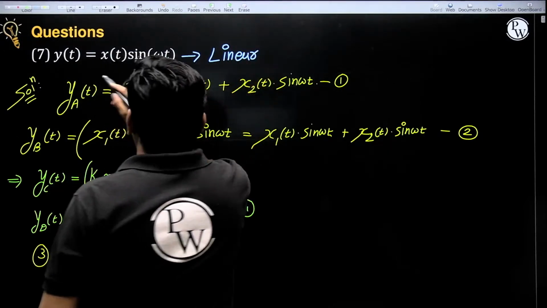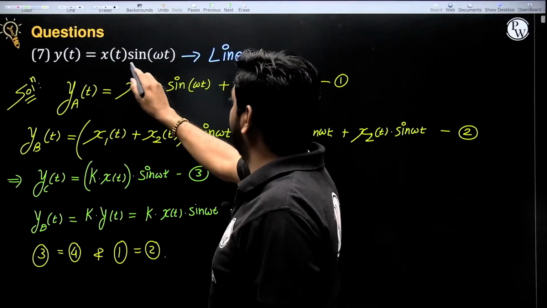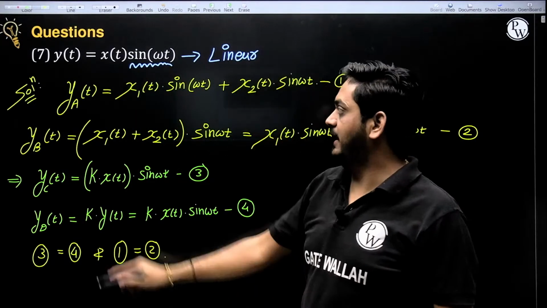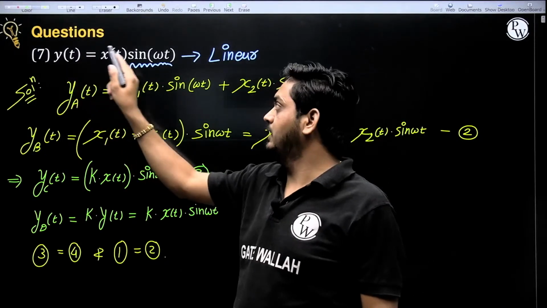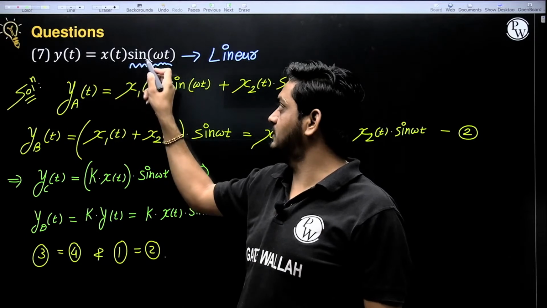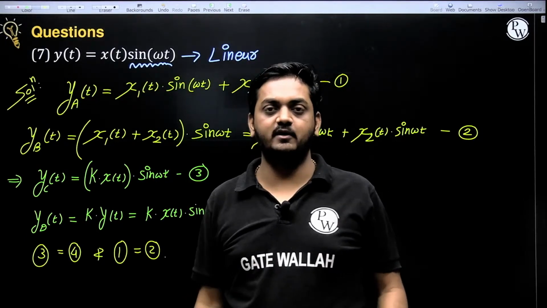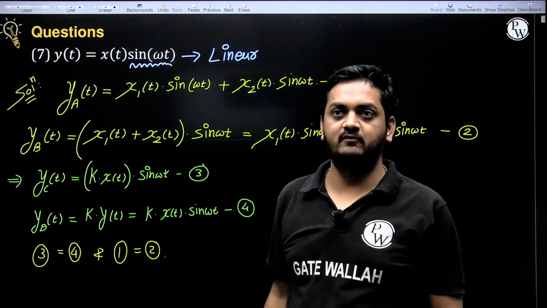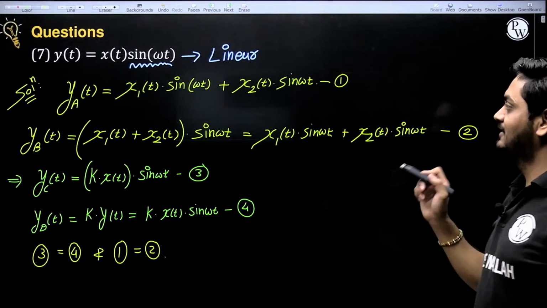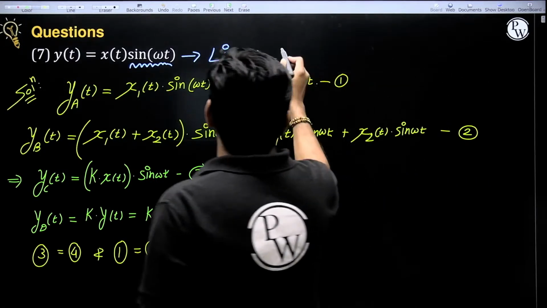Right? Again, y equal to mx. Here m is the slope, and as the output is a function of t, in the similar way, the slope can also be a function of t. Fine, Nikhil. So the answer is linear. The given system is a linear system.